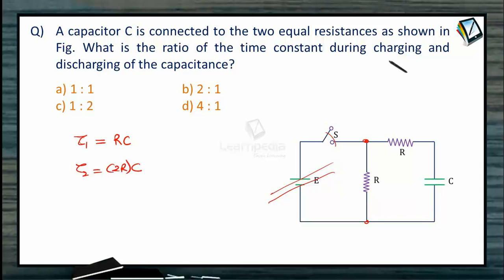So the time constant during charging, τ1, is to τ2 during discharging, equal to 1 is to 2. So option C has to be the correct option.